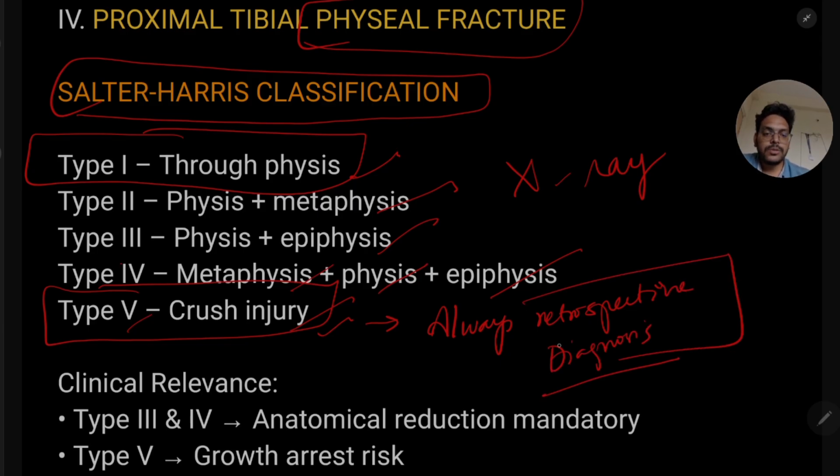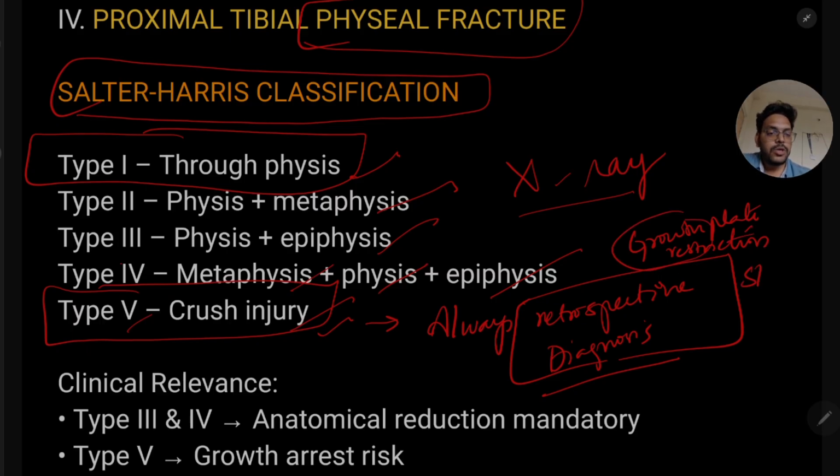What does this mean? Retrospective diagnosis. It means that the injury has happened now and you may not notice it in the X-ray. Further in the future there might be growth plate damage and growth restriction in the limb. The limb may be shortened. Then you have to do a retrospective history.